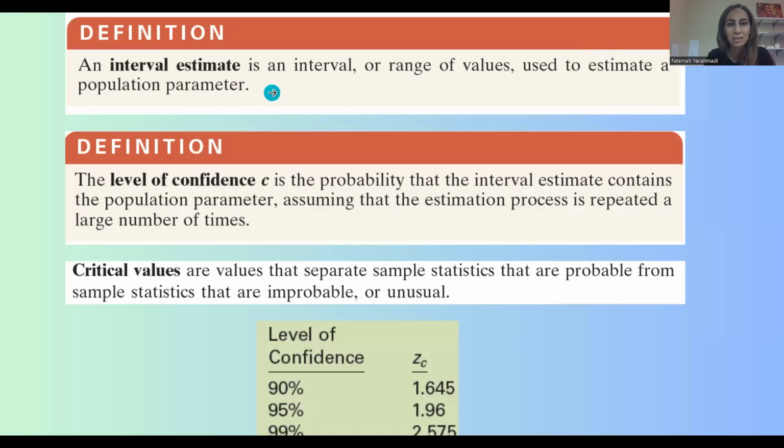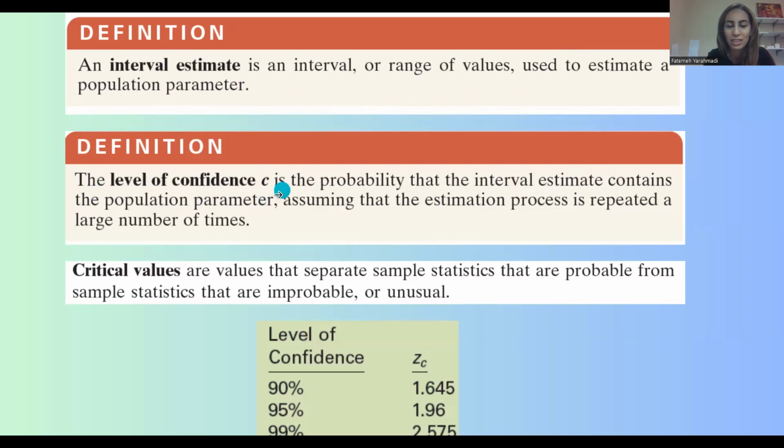An interval estimate is an interval or range of values used to estimate a population parameter. Since we are working with population mean, we're going to see examples about population mean. When we're talking about confidence intervals, we have point estimate, we have interval of estimate, we have level of confidence, which is denoted by C.